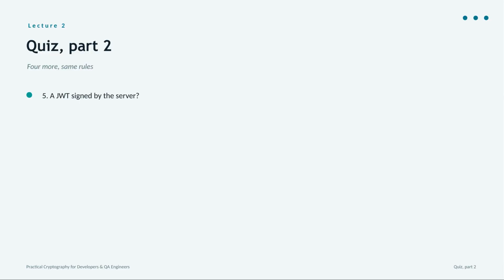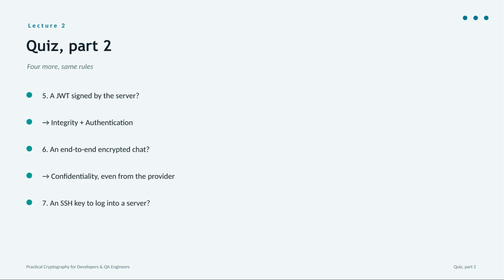Okay, so let's do 4 more. Fifth, a JWT in your session, signed by the server. Integrity and authentication. Sixth, an end-to-end encrypted chat. Confidentiality, even from the server itself.